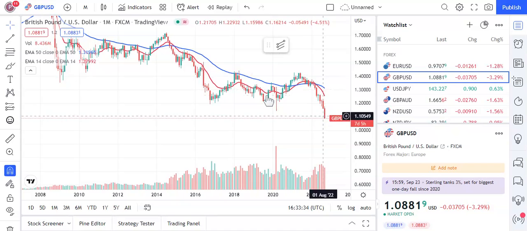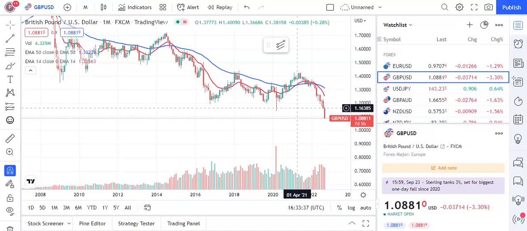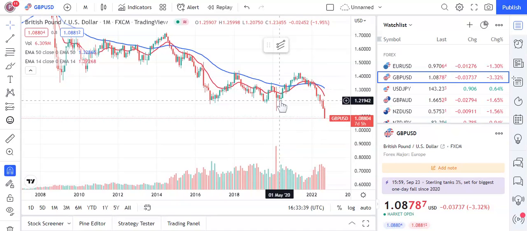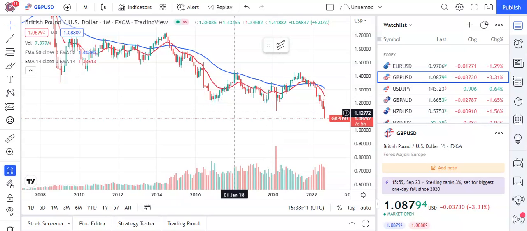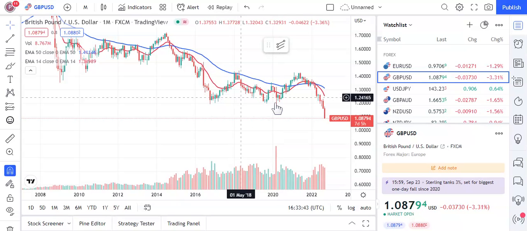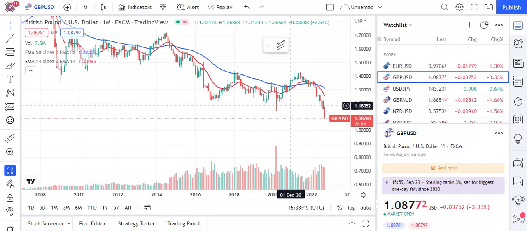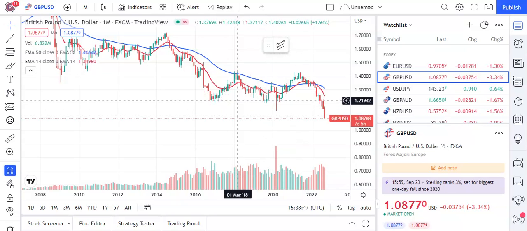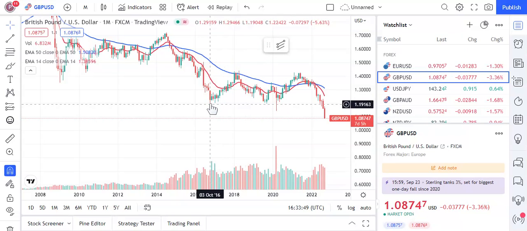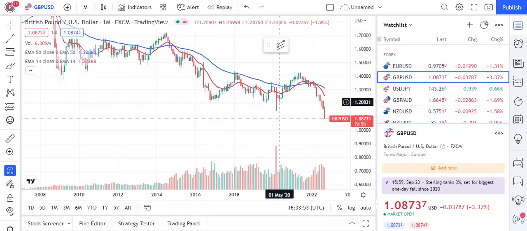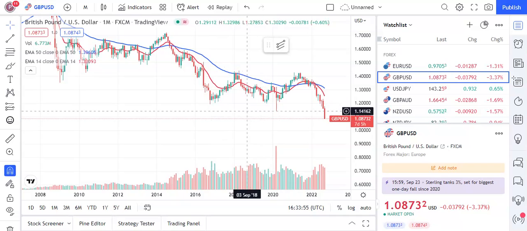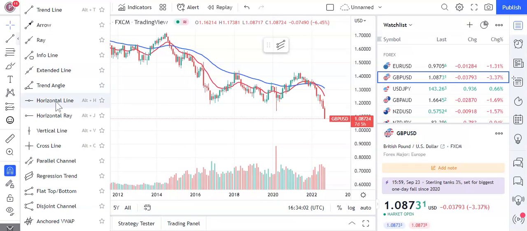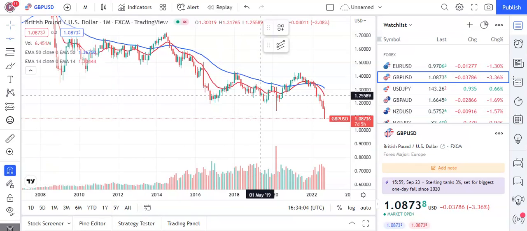Dropped down. Its price right now has broken the area of support here. One, two, three. It's an area of support. Now, what do I do from the monthly time frame? I can see that this particular point here is an area of very strong support. So what I'm going to do is place my horizontal line on this area.